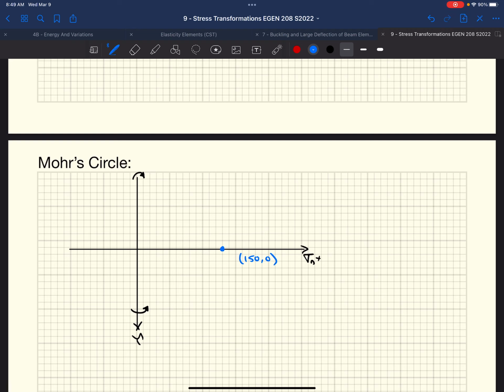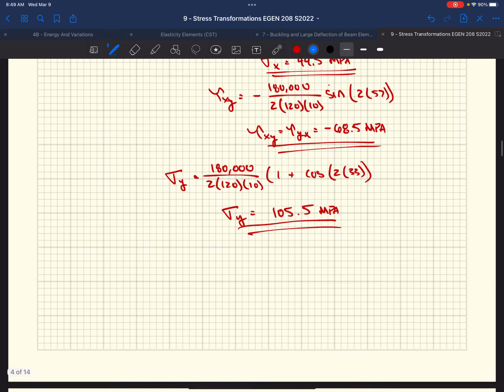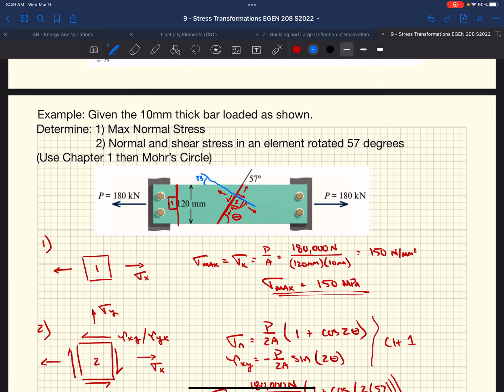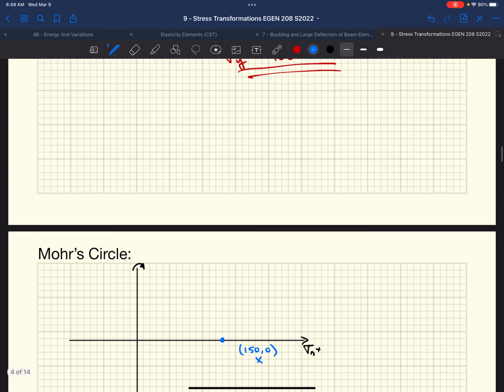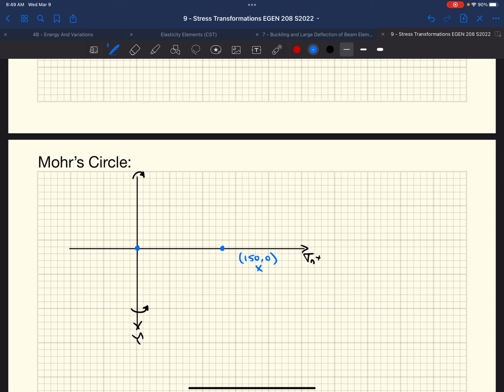Similarly on the y face, this is our x face. On the y face, if we look back at our block that we established, we have 0 normal stress and 0 shear stress. What does that mean? That means we're going to sit right at the origin, right here. It's going to be 0, 0. This is our initial y face. So those are our 2 points. As I mentioned before, we've just established known stresses at a given orientation, and we're going to plot those points.